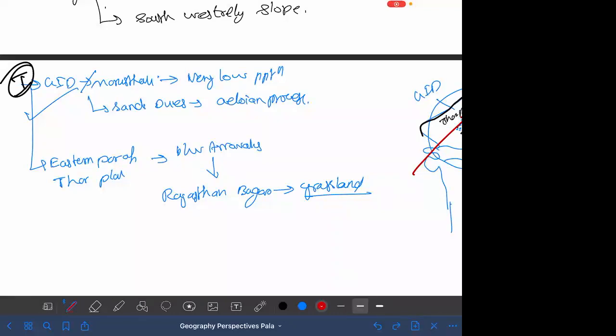This region represents semi-arid tropical grassland climatic conditions, where the northern part is drained by Ghaggar.